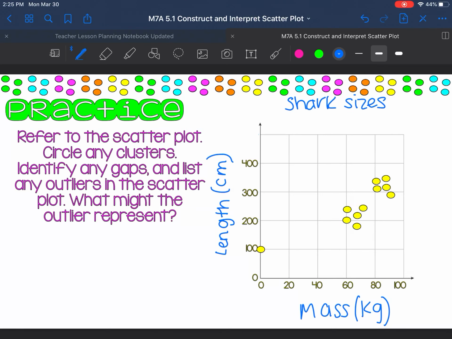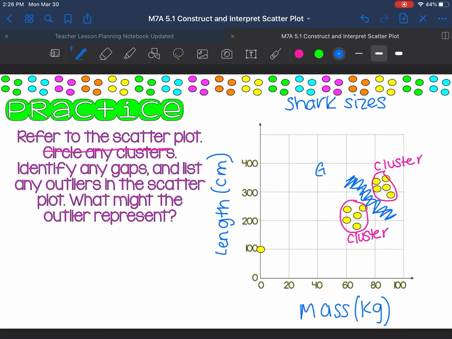All right, so it says refer to the scatter plot, circle any clusters. Okay, let's go ahead and do that first. So I got a cluster here, cluster, and then I have another cluster up here. Okay, so circle any clusters. I'm going to mark that out because we did that. Identify any gaps.